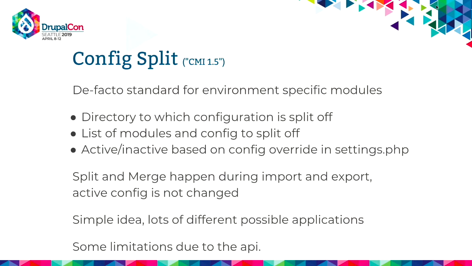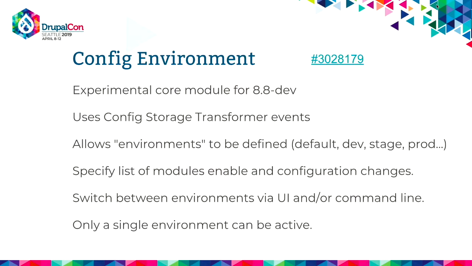So that's how it works right now, and what we'd like to do in core is provide something similar to that, but for a very specific use case. So in a way, the config environment module, which is going to be a new experimental module in 8.8, we may or may not have it stable by 8.8, but it's going to start as experimental. This is going to be an example of using that config transform event system.